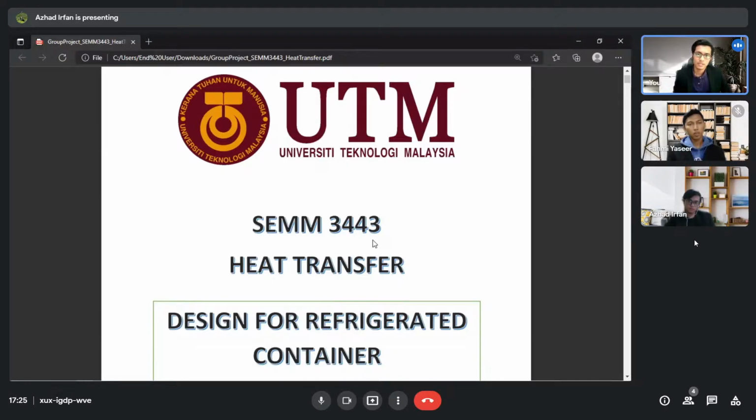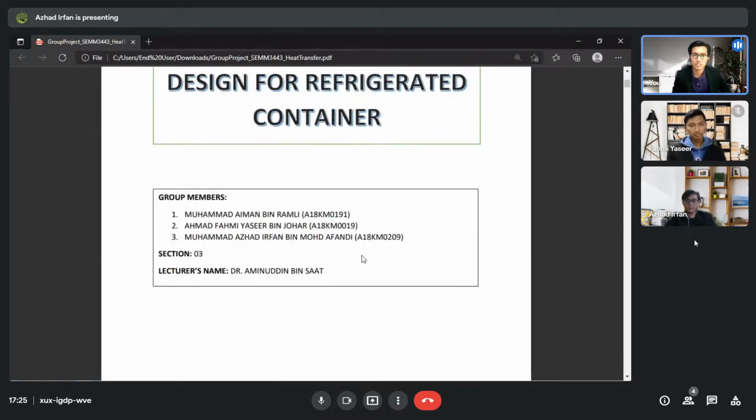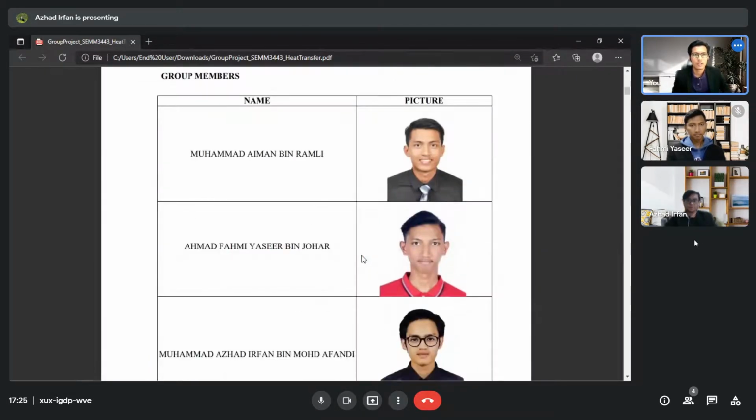So for today, our group will present about design for refrigerated container, and we are from SEMM 3443 Heat Transfer Section 3, and our lecturer's name is Dr. Aminuddin Saad. So introduction to our group members. My name is Muhammad Aiman Ramli, and accompanying me is Fahmi Yaseer and also Muhammad Azhad Irfan.